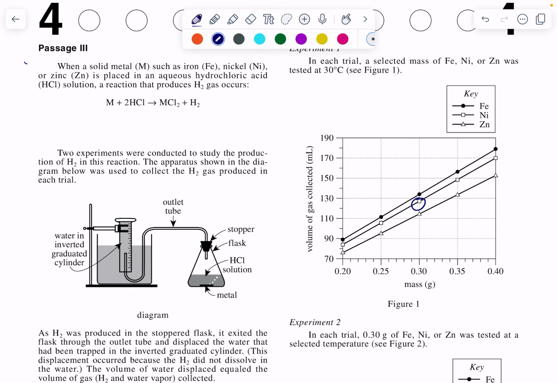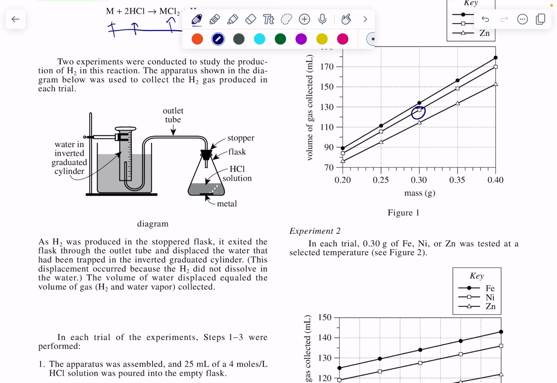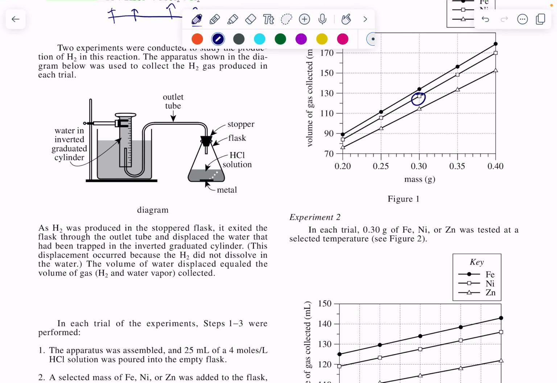So passage 3 here says, when a solid metal, M, such as iron, nickel, or zinc, is placed in an aqueous hydrochloric acid solution, a reaction that produces hydrogen gas occurs. Okay, so the metal plus hydrochloric acid is creating metal chloride and hydrogen gas. Awesome. 2 experiments were conducted to study the production of H2 in this reaction. The apparatus shown in the diagram below was used to collect the H2 gas produced in each trial. So here's our picture here.